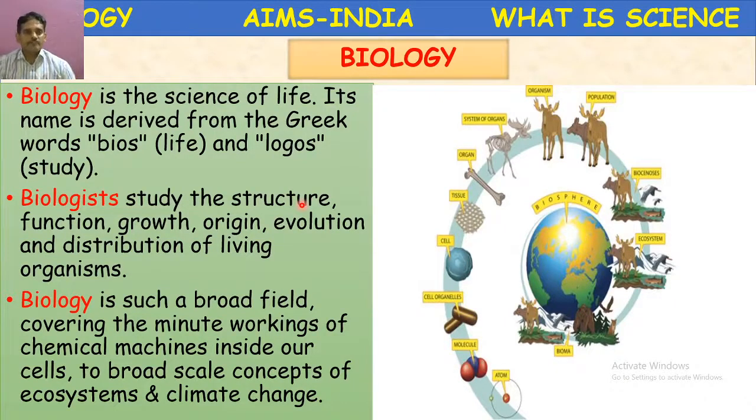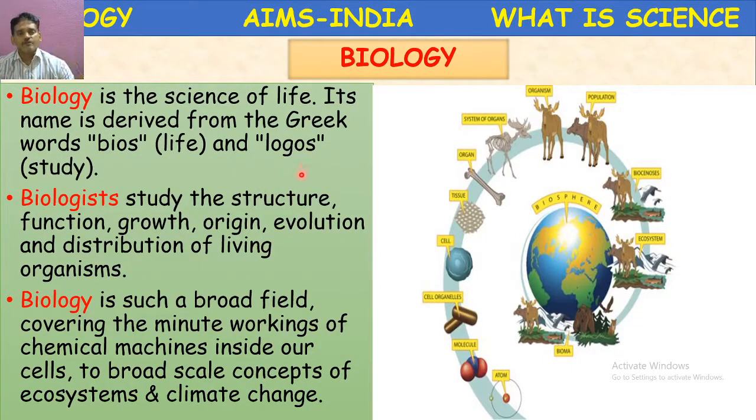So if you consider biology as a tree, it has several branches. Okay? Biology is divided into botany and zoology. Basically two branches. The study of plants is called botany, the study of animals is called zoology.